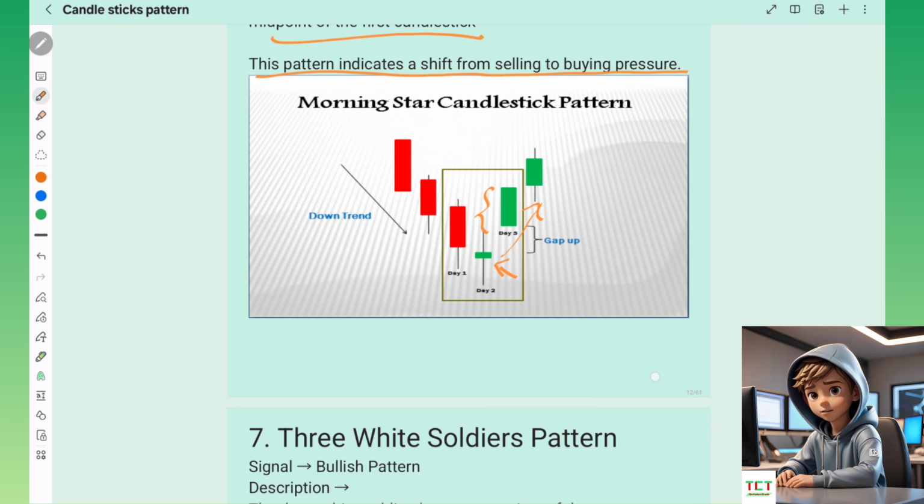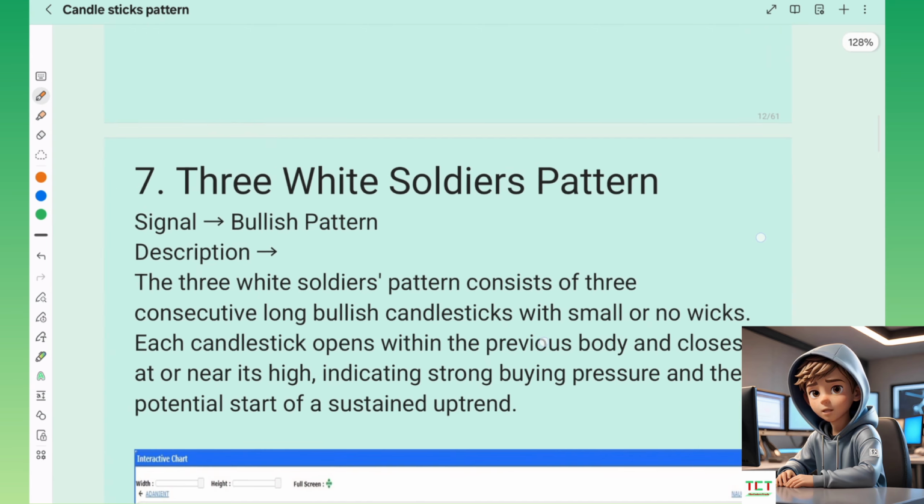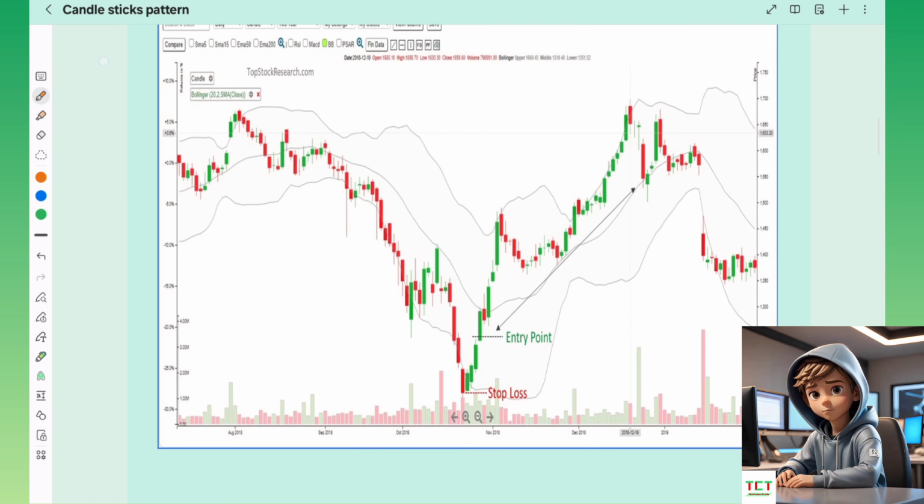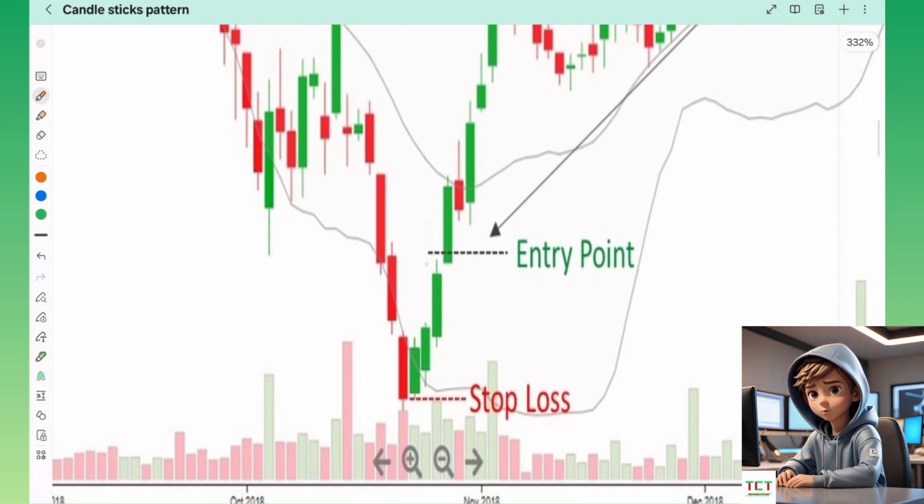Let's talk about a very powerful bullish continuation pattern, 3 white soldiers. This name itself sounds strong, right? Like soldiers marching forward. And that's exactly what this pattern represents, a strong bullish march upwards. So what does this pattern look like? It consists of 3 consecutive long green candlesticks. All 3 are bullish, all 3 are strong.